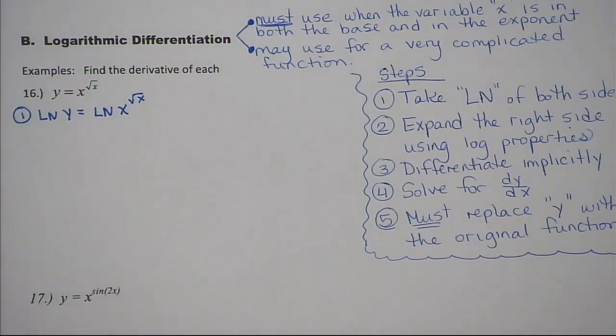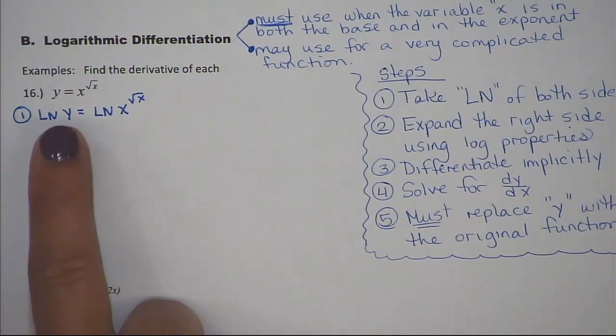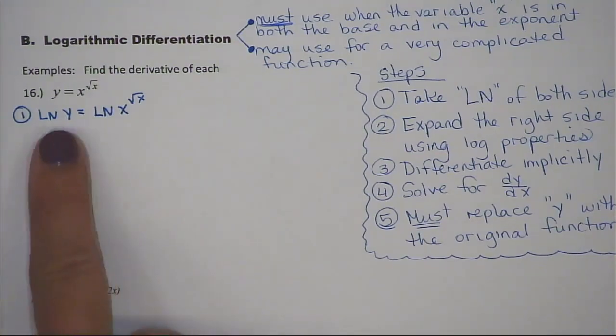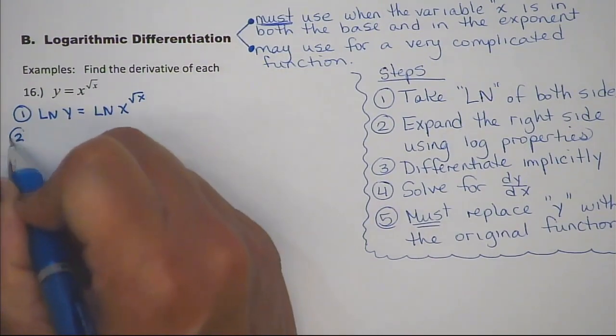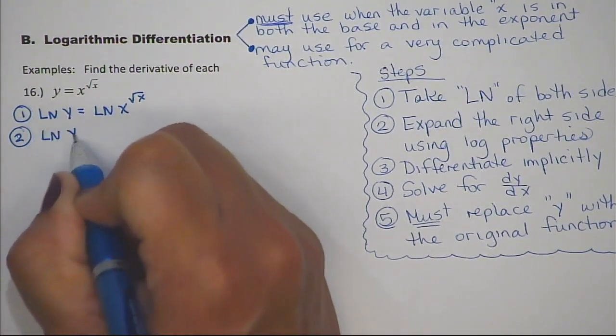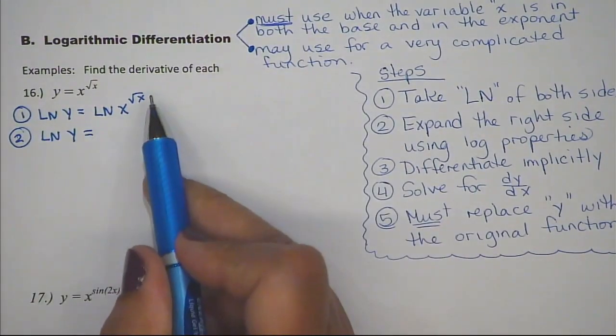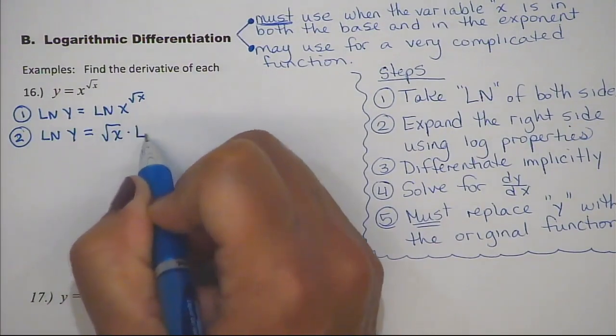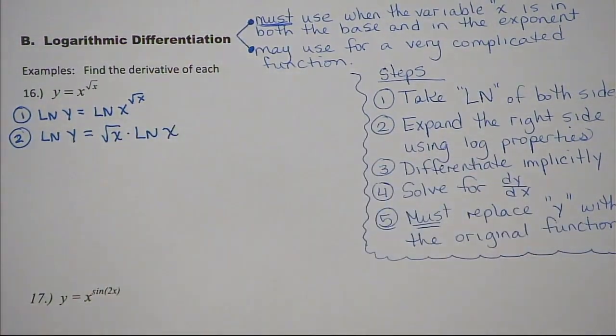Okay. Step 2 is to expand the right side. The left side on every problem will look identical because every problem is going to be y equals. So you always have the natural log of y on the left. All right, so step 2 is to expand the right side. So we have an exponent, so we're going to bring it out front. So we're going to write this as the square root of x times the natural log of x. Okay, so that's the expanding part for this one.